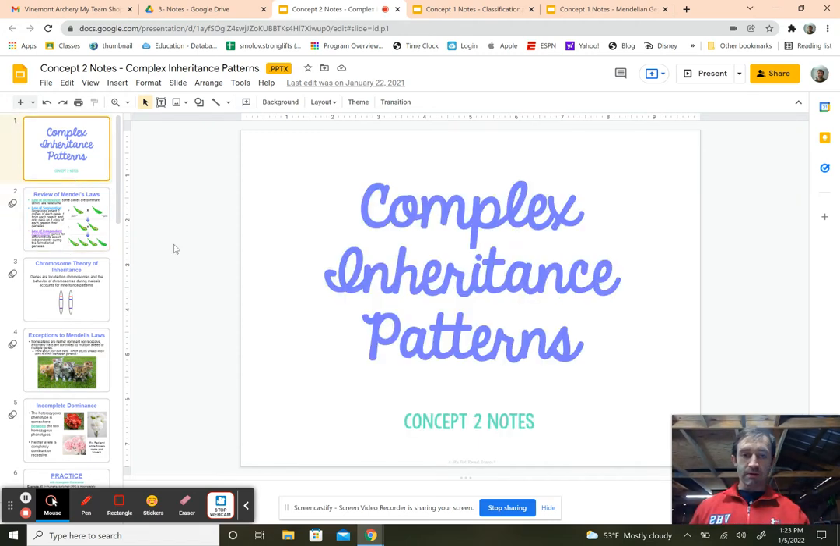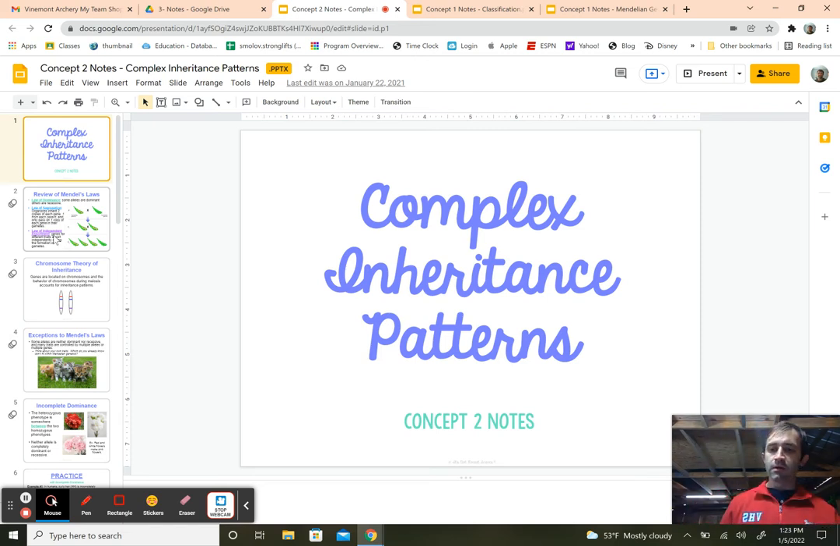So, complex inheritance patterns. This one is complex, so it's not something that we're probably going to go all the way through today. Maybe it's going to go max 30 minutes. Sometimes it goes longer than I want it to, like on the last video, but we needed to, I think. So we'll see how long it goes. But these are complex inheritance patterns.